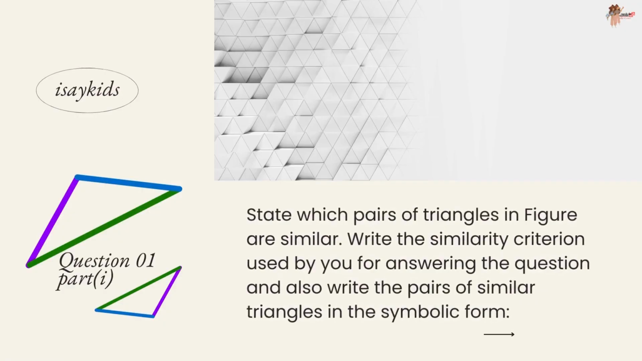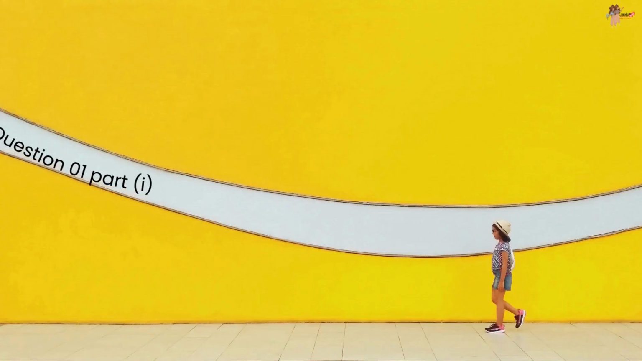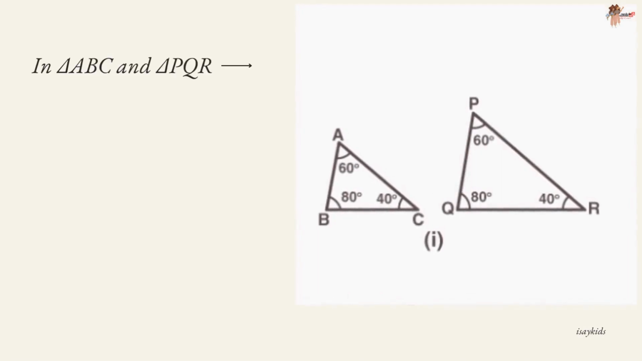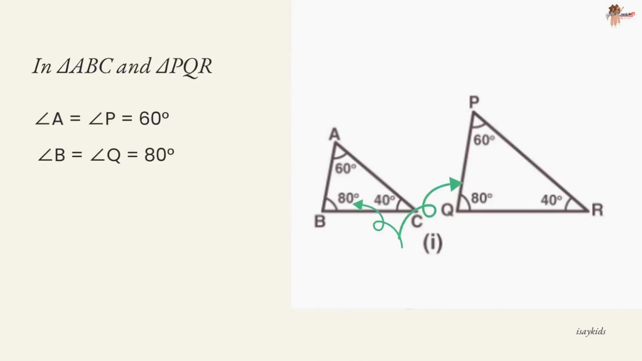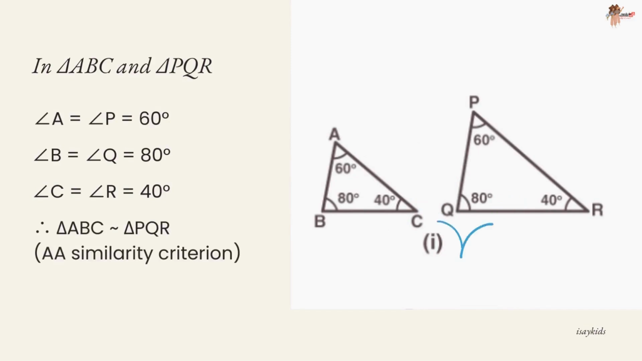State which pairs of triangles in the figures given are similar. Now in triangle ABC and triangle PQR, angle A is equal to angle P both equal to 60 degree. Angle B is equal to angle Q both equal to 80 degree. And angle C is equal to angle R equal to 40 degree each. Therefore, by AA similarity criteria, triangle ABC is similar to triangle PQR.